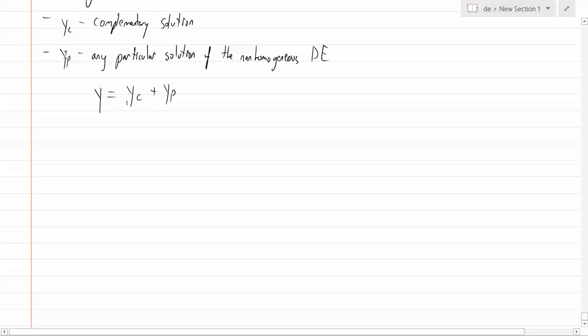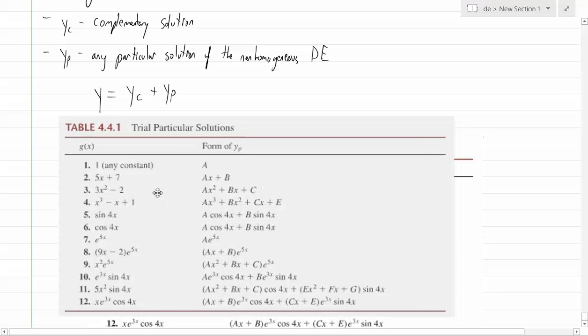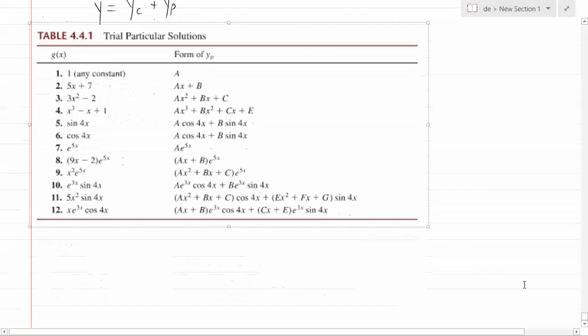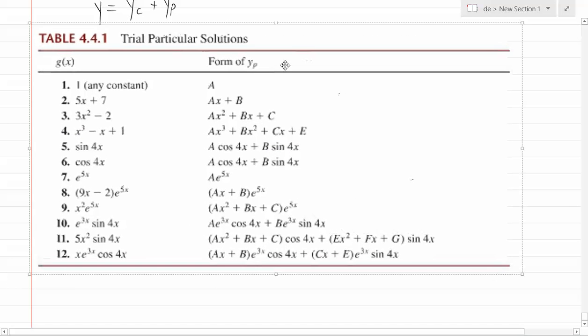Now, to find our y sub p, the particular solution, how we proceed depends on what the right side of the differential equation looks like. There is a table in your book. This table tells us the basic form of y sub p if we have the differential equation set to any constant, a linear equation, a quadratic equation, or a cubic equation, and from those you can figure out what you would do.